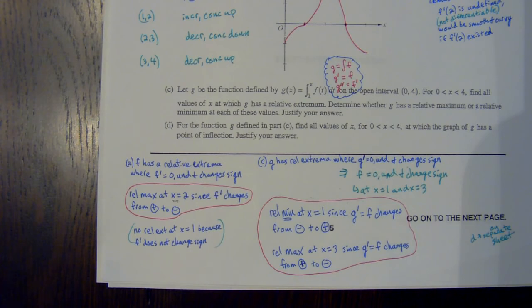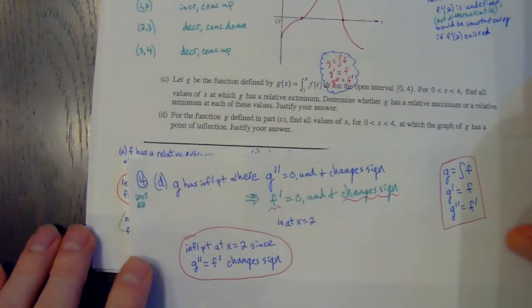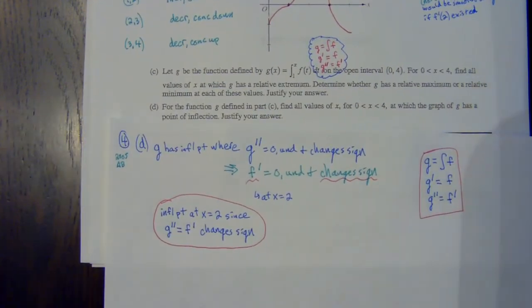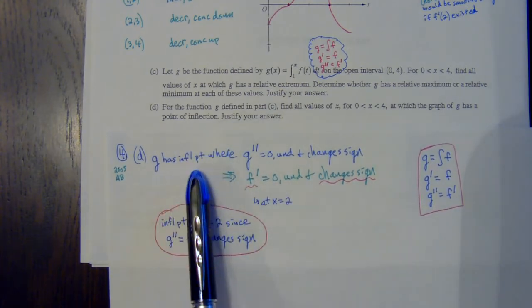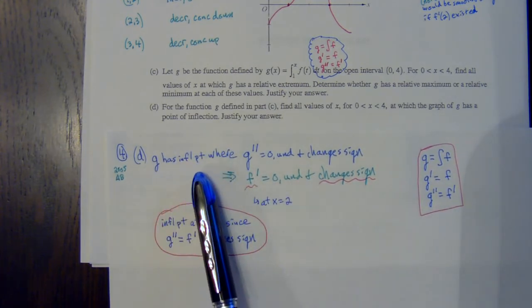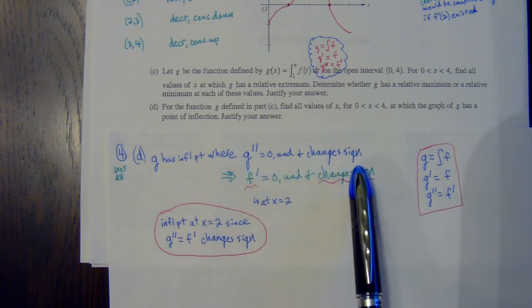So we'll see a bunch of problems like this. And so we'll keep talking about that and getting better and better with those concepts. And then letter D, I kind of ran out of space on here. So I worked that out on a separate sheet of paper here. But letter D is asking for, to me, this is a little bit simpler than letter C. It wants to know where does G have an inflection point. We know how to find inflection points. That's where the second derivative will change sign.